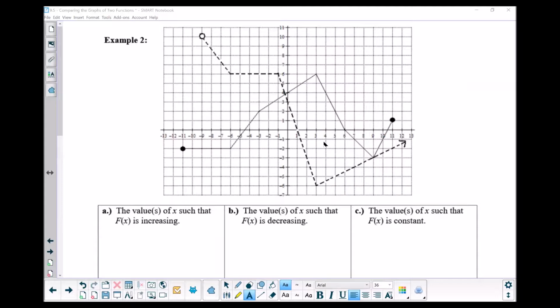Example 2 has a little bit different graph of f of x and g of x. I'm going to slide some things over so we can see this. Does this particular problem state which function is f of x and which is g of x? It didn't in the original documentation. So we're going to work under the assumption, as we did in the last problem, that f of x is the dashed part, so it might be good to label that, and g of x is the solid part.